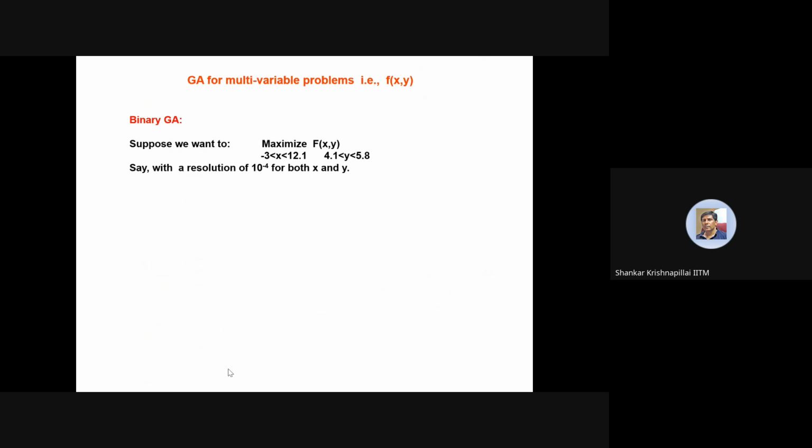Then GA for multivariable problems. So here the complexity increases because up to now we only considered X versus F(x). Okay, X versus F(x), and a lot of peaks are there, and we need to find the global peak. And suppose X and Y is there. X is there, Y is there, and F of xy is there. Okay, some function like this, F of xy. Okay, so let us see how binary genetic algorithm will do it.